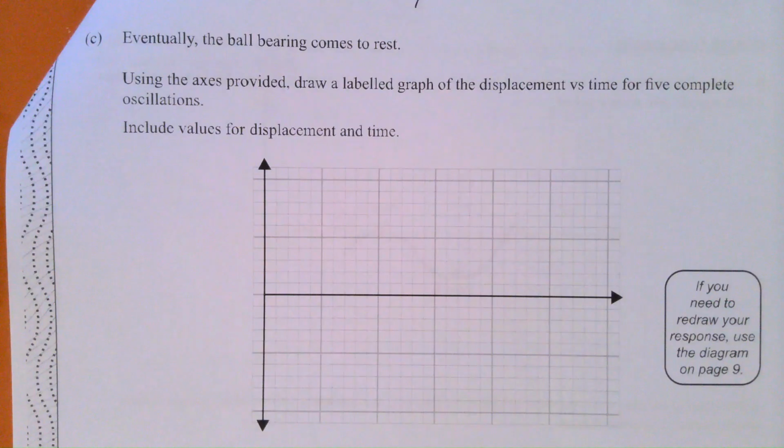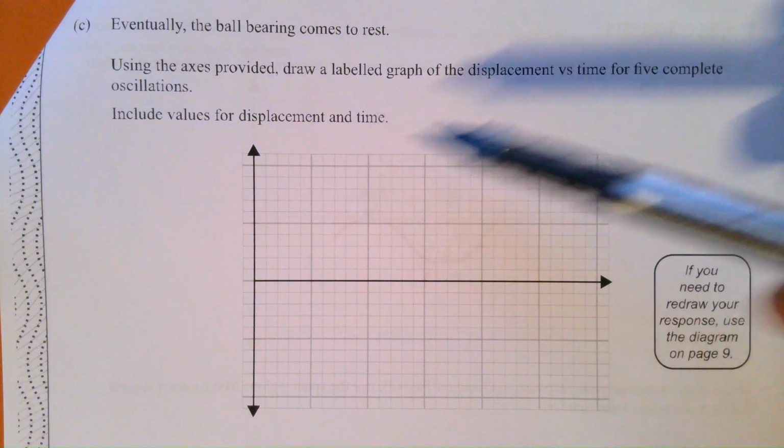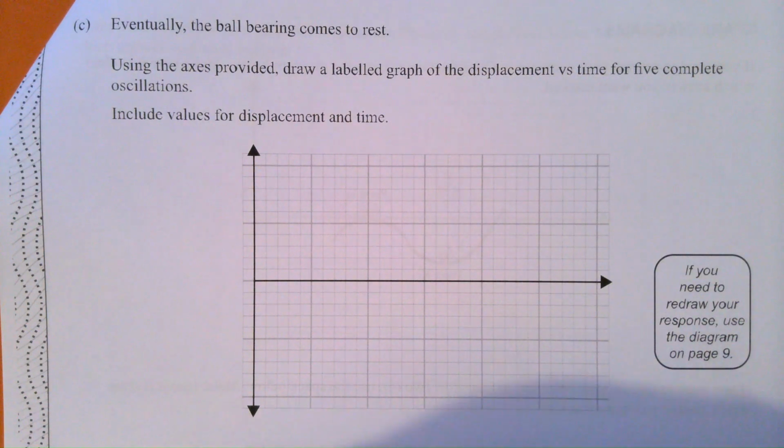Part C. We are told that eventually the ball bearing comes to rest. Using the axes provided, draw a labelled graph of the displacement versus time for 5 complete oscillations. Include values for displacement and time. Now, it's a bit of a misleading instruction here to include values for displacement and time.